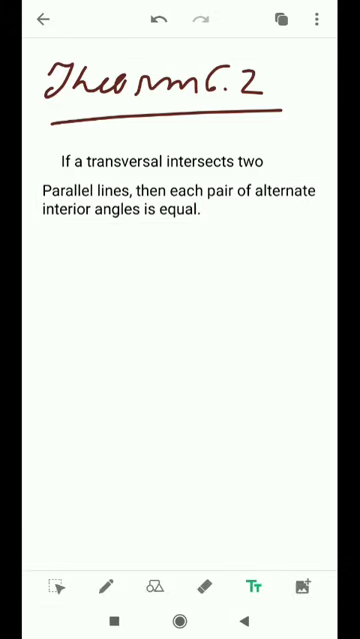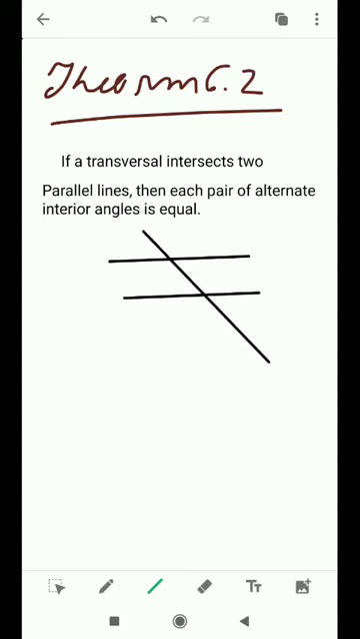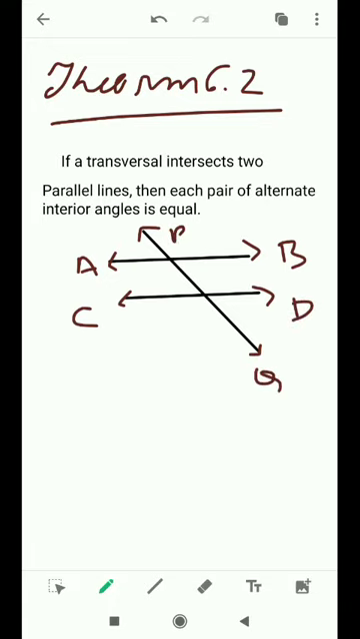So this is the theorem and we need to prove it now. So first we will draw two parallel lines. One parallel line is this one, another parallel line is this one, and we will draw one transversal which cuts them. So these are lines, and we will name them AB and CD, and the transversal is PQ. So AB and CD are parallel lines, PQ is the transversal.